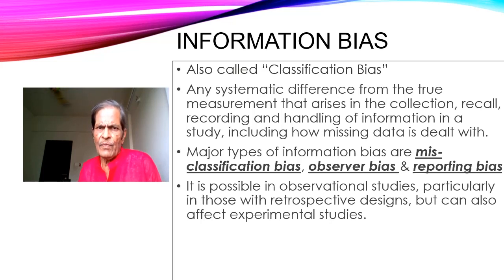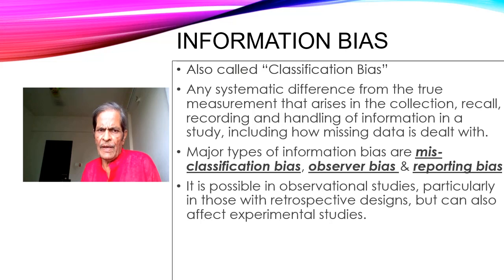The information bias is also called classification bias. Any systematic difference from the true measurement that arises in the collection, recall, recording and handling of the information in the study is called information bias. It also includes how the missing data is dealt with. Any mistakes in dealing with the missing data are also included in the information bias. The major types of the information bias are misclassification bias, observer bias, and reporting bias.